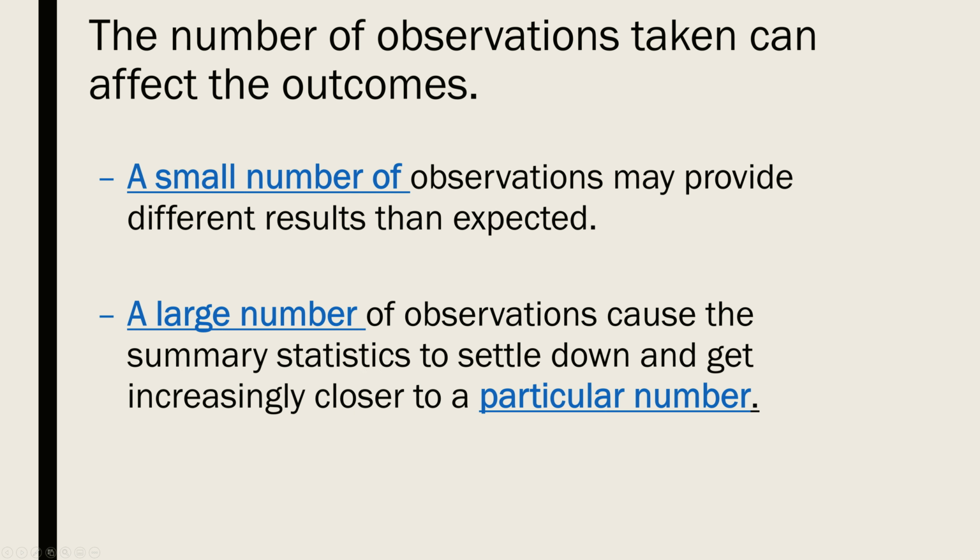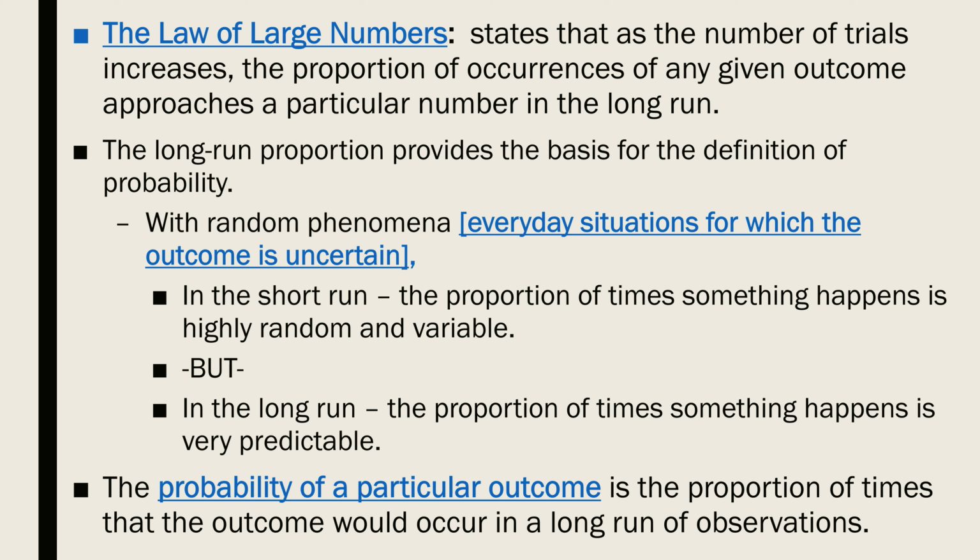The number of observations taken can affect the outcomes. A small number of observations may provide different results than expected. A large number of observations causes the summary statistics to settle down and get increasingly closer to a particular number. The law of large numbers states that as the number of trials increases, the proportion of the occurrence of any given outcome approaches a particular number in the long run. The long-run proportion provides the basis for the definition of a probability.